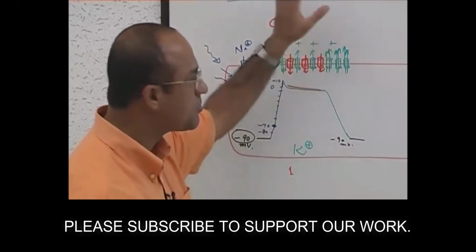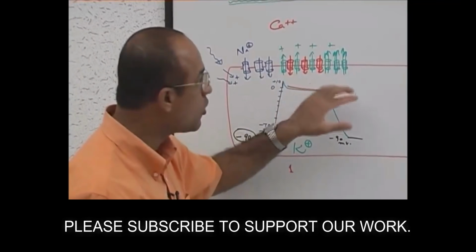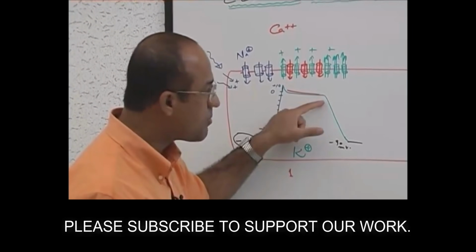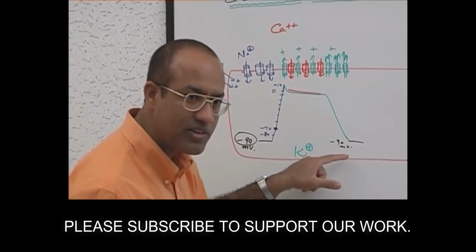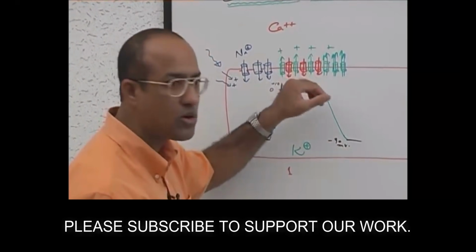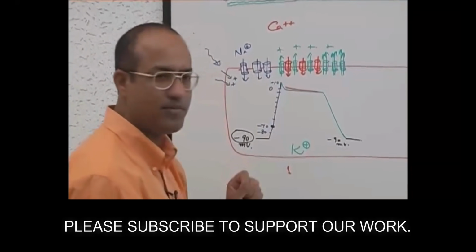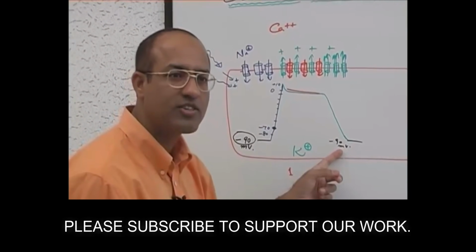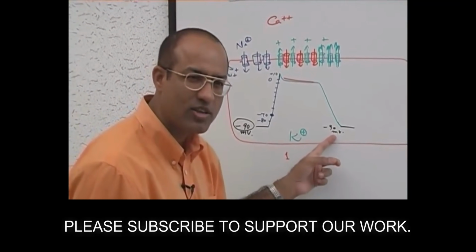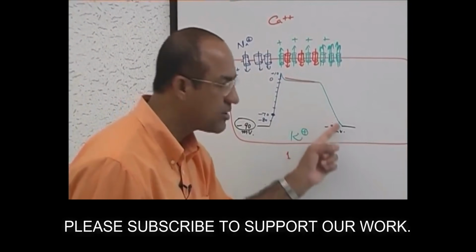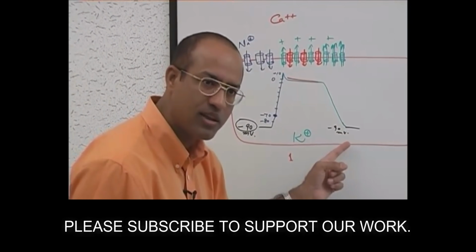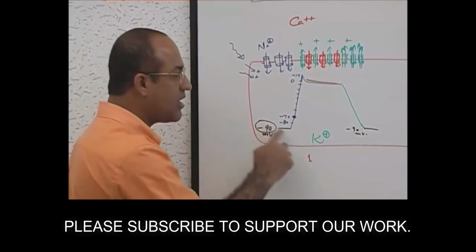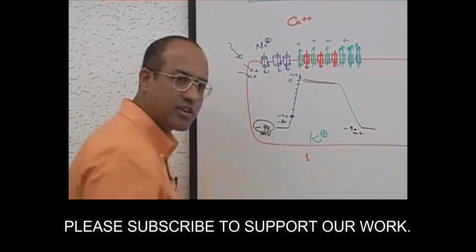So a lot of potassium leaks out, and due to heavy losses of positive ions, the membrane becomes progressively electronegative inside, and potassium keeps on going out until the membrane voltage goes back to its resting negatively polarized state. So we say the membrane has gone through the phenomenon of repolarization. These two processes together are called depolarization and repolarization.